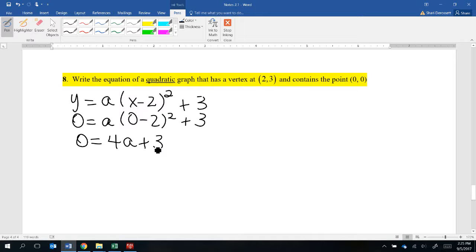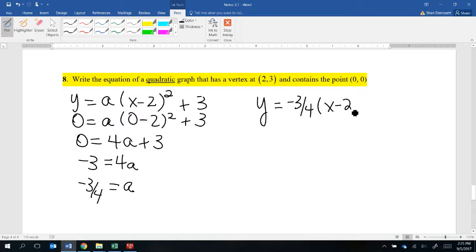So now I'm just solving this for a. I'm going to get 4a equals negative 3, so a is going to be negative 3/4. So now I know what a is. My function then is going to be y equals negative 3/4 times (x minus 2) squared plus 3.